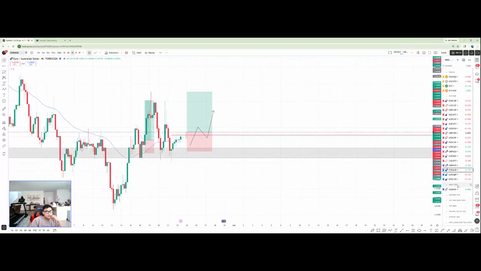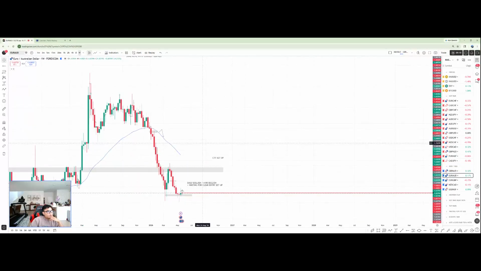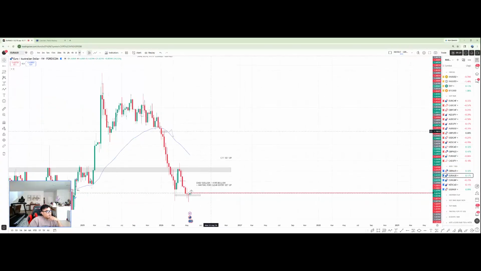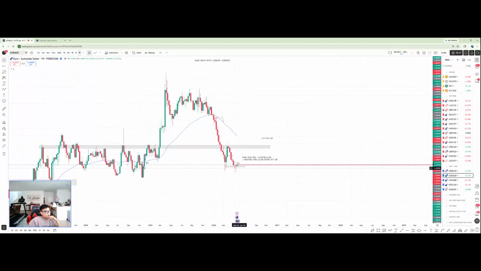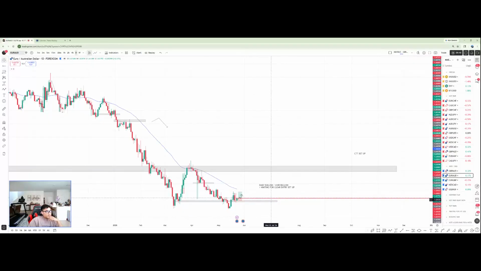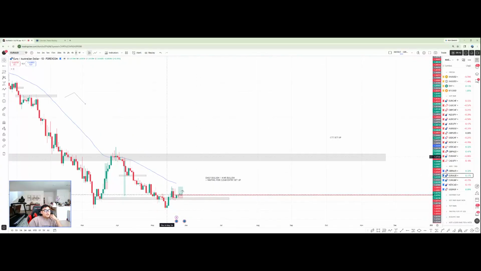Euro AUD, counter trade setup. Same move as GBP NZD, GBP AUD, Euro NZD. The weekly is slowing down. We have this rejection, so we're expecting that this one will make a lower high and then continue to go down. But on the potential lower high of the weekly time frame, we're seeking an opportunity for a counter trade setup. Daily is bullish.